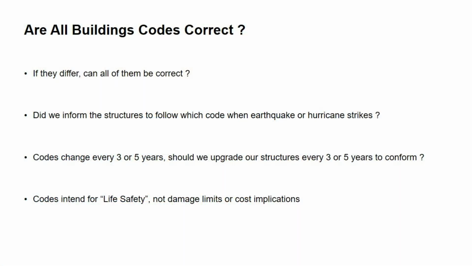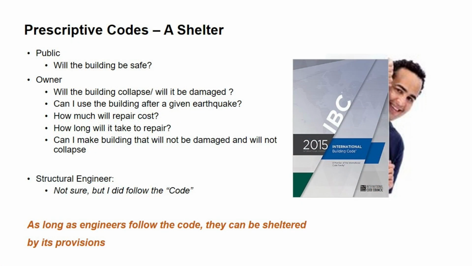And one more thing is that codes intend life safety or safety of the public at large, but they don't have any limit on the extent of allowable damage or the repair cost or the time required to repair that building. All of these things, which may be very important, are not covered in these building codes. So there are a lot of issues with the traditional building codes, and a prescriptive approach may not handle some of the real life issues or challenges which we are facing in the construction industry today, especially related to structural design against earthquakes. Public wants the answer to a simple question: will our buildings be safe against future earthquakes or windstorms or any other extreme events?